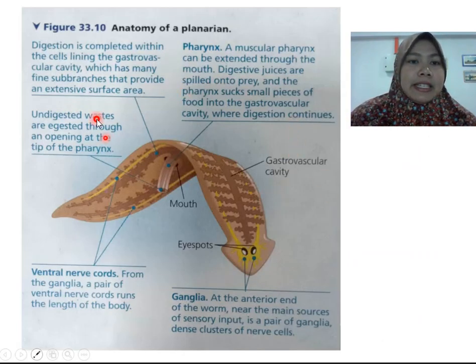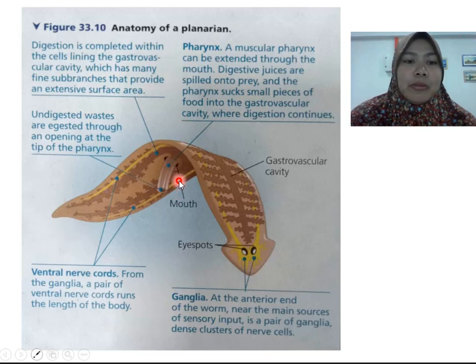This is the anatomy of the planarian, as an example of a flatworm. They have a muscular pharynx that can be extended through the mouth. Digestive juices are spilled into the prey, and the pharynx sucks the pieces of food into the gastrovascular cavity, where digestion continues. Digestion is completed within the cells in the gastrovascular cavity, and undigested waste is egested through the opening at the tip of the pharynx. So they still have one opening.